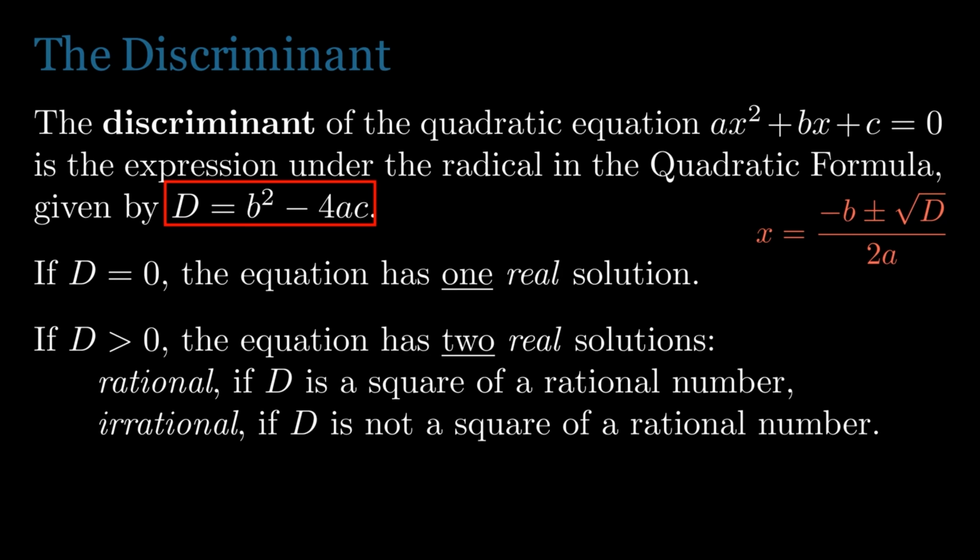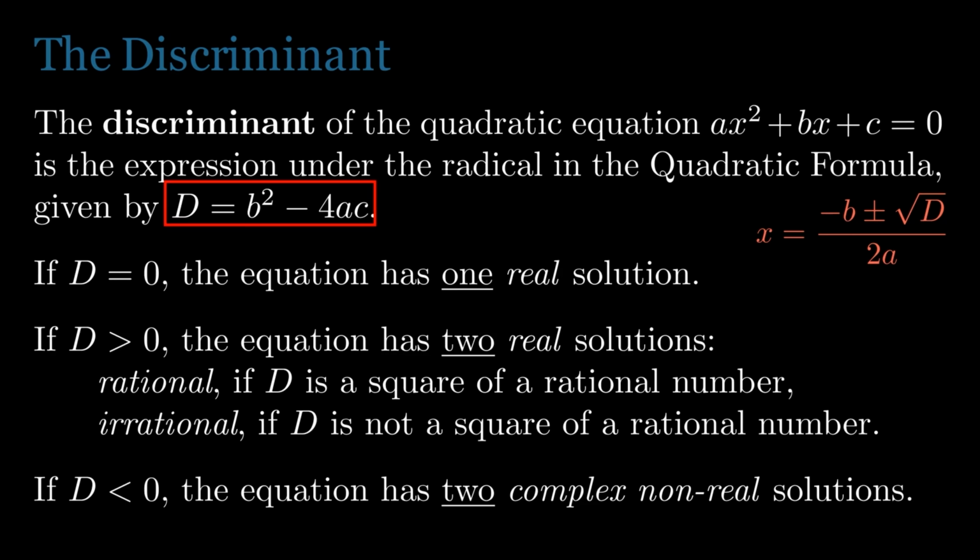Now, if D itself is the square of a rational number, then the square root can simplify to a rational number, and after all simplifications, we will get just two rational solutions. If D is not the square of a rational number, though, then we're going to get two irrational solutions. Finally, if D is less than 0, then we're going to get two complex non-real solutions, because the square root of a negative number is a non-real complex number.